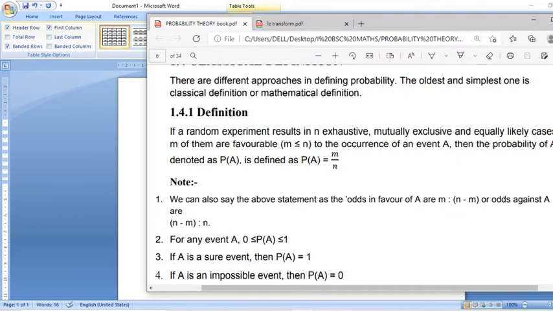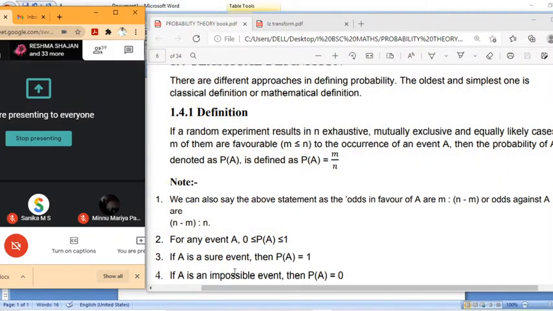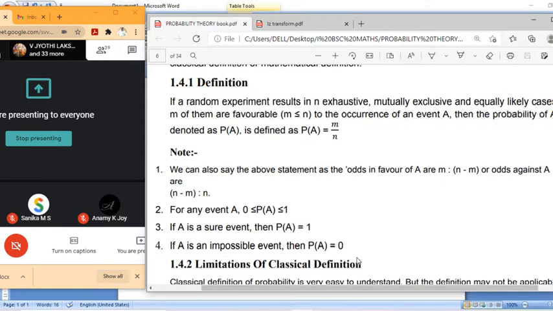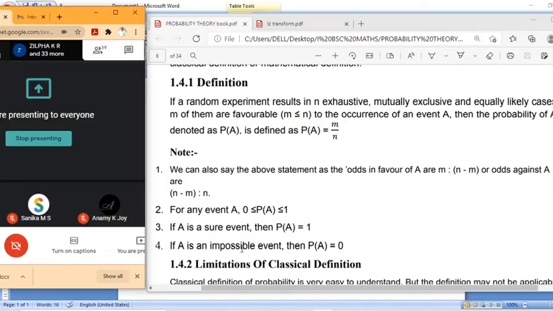If A is a sure event and it contains all the sample points, then P of A equal to 1. Okay. If A is an impossible event, that means A contains none of the elements in the sample space. That is the null set. So the probability of A equal to 0. Okay. So these are the properties of the first probability assignment.